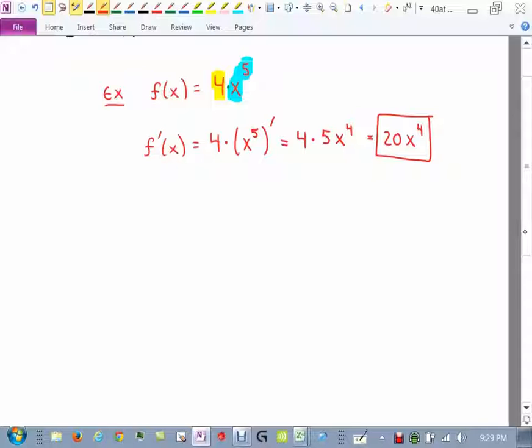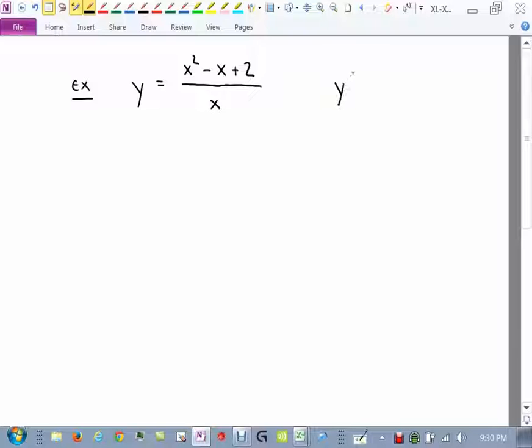How about something like this? What if we have, as an example, what if we have, I'll use y instead. What if we have y is equal to x squared minus x plus 2 over x? Okay, what's the derivative of this? So what is that? What's y prime?